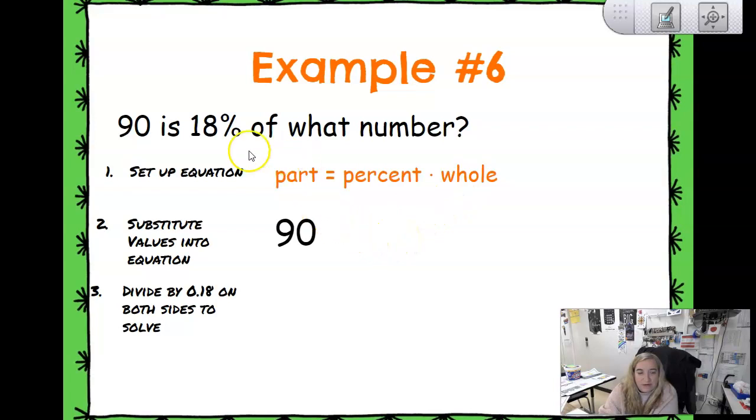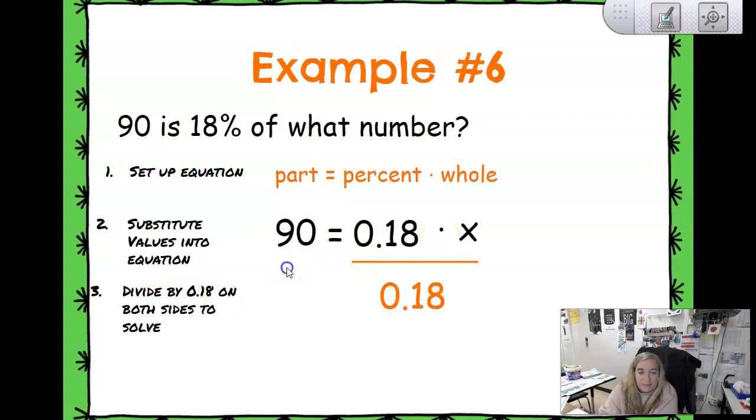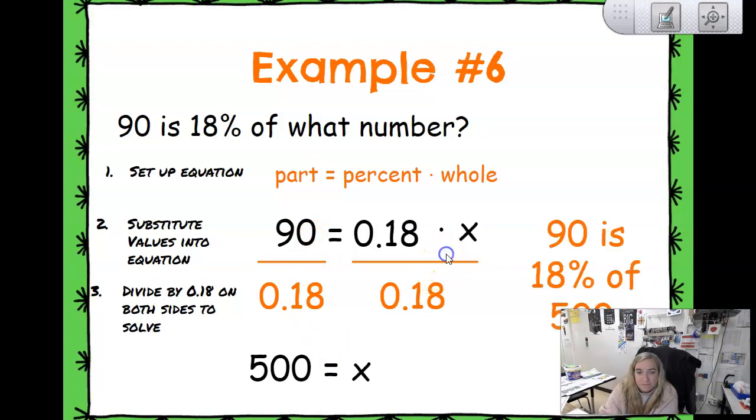So to put that together, 90 for the part equals, I'm going to put 18% as a decimal, 0.18, times the whole, the unknown, variable x. Step 3, divide both sides by 0.18 so we can isolate x by itself. And then to get our answer, 90 divided by 0.18 is 500. So 90 is 18% of 500.